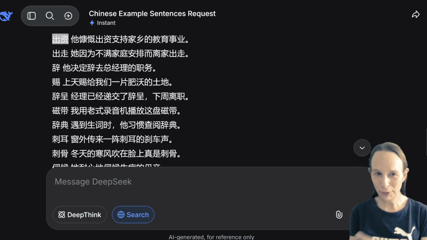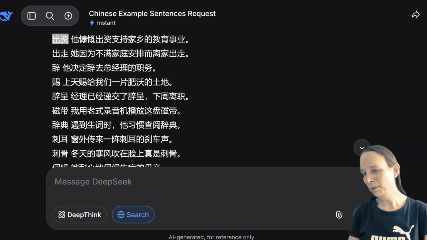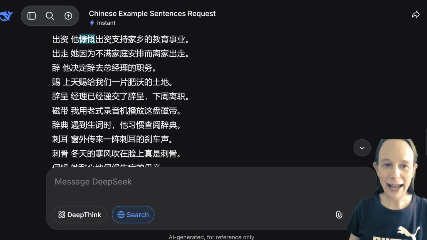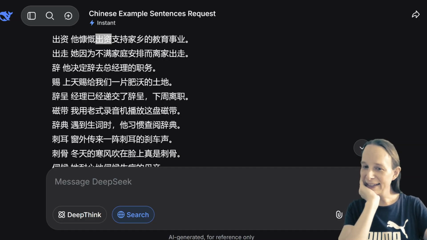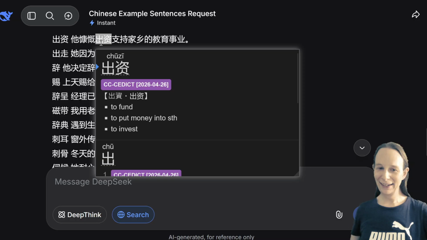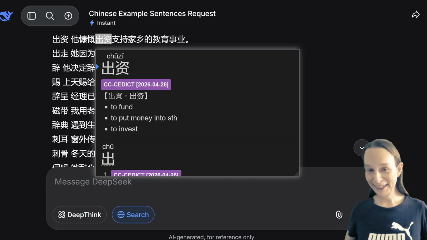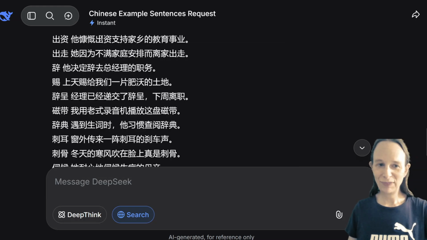出 meaning to output. 资 can refer to salary. Is this like 发资? I'm not sure. Maybe it's like deploy resources or something. I don't know what this is. 慷慨出资支付家乡的教育事业. Generously, maybe it's a fancy way of saying to pay for something. To fund, put money in, invest in. It's that. 出资. Not in the dictionary, but yeah.